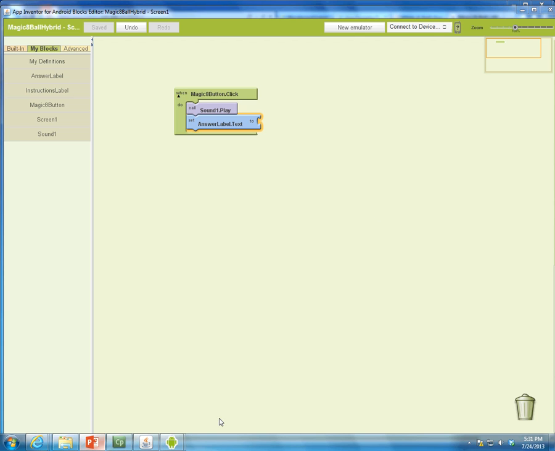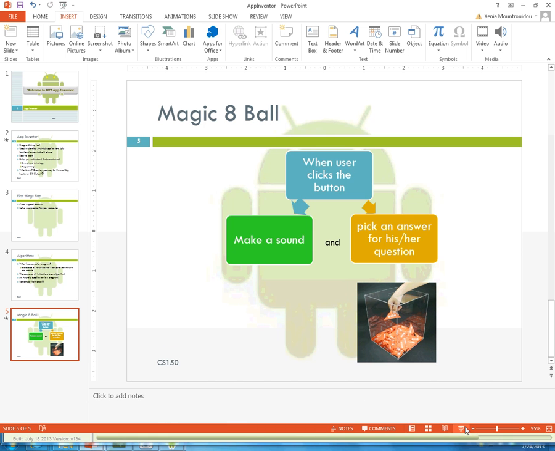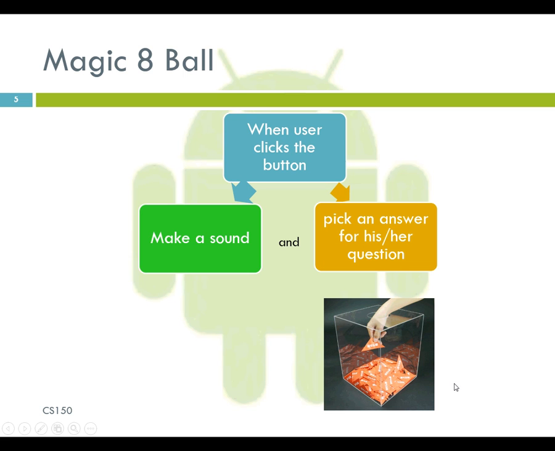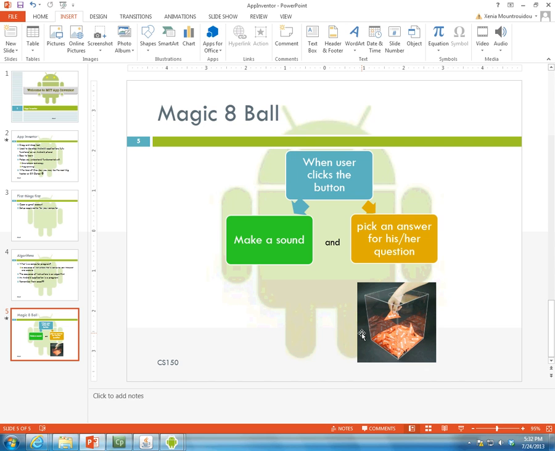These are a little bit tough ones because what I have to do is create a box with random answers and pick from this box a random answer to give an oracle prediction to my user. So all of these things are going to happen on the next and last video for the Magic 8 Ball application. See you next time.